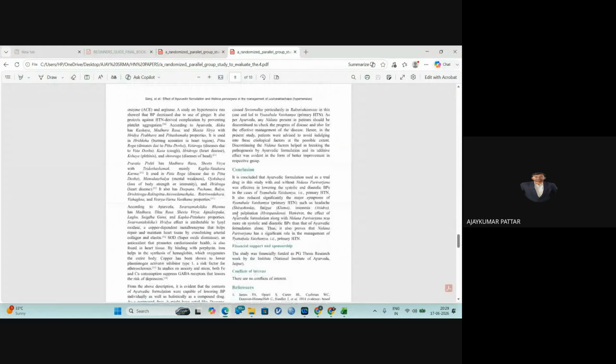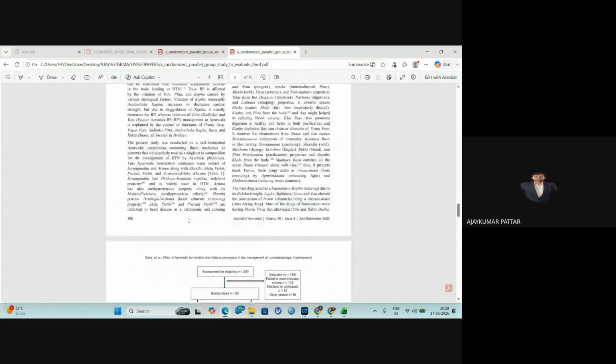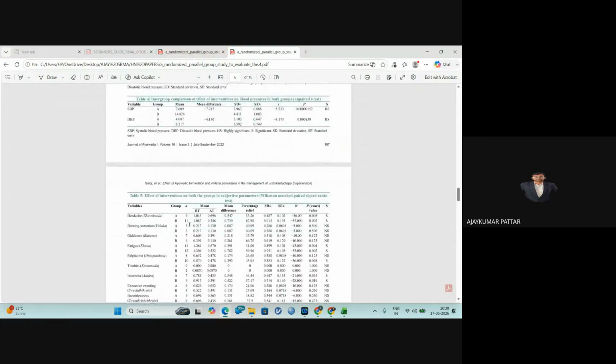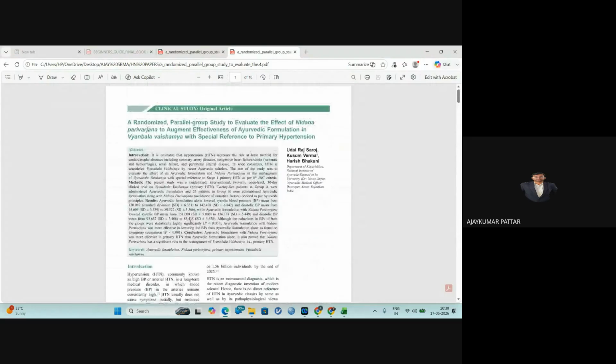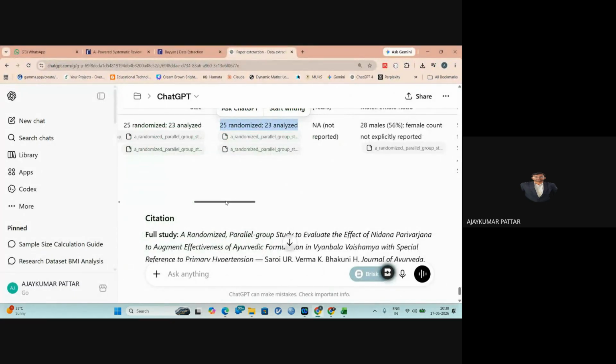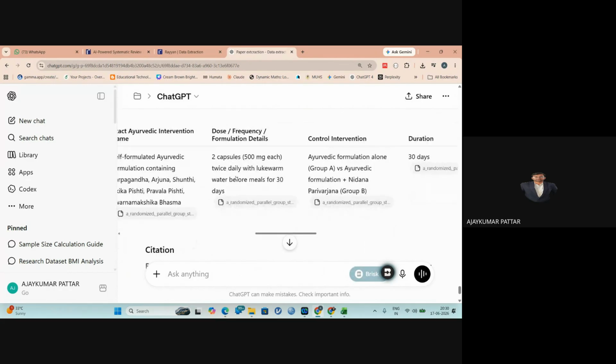Like this, to cross verify whether ChatGPT has taken it properly or not, we have to go through the entire paper. For full text screening we go through the entire paper, then it is easier. We go through a single paper two or three times, for full text screening, then data extraction and risk of bias analysis. At the initial stage it may take time, but with the help of ChatGPT the work is reduced. What we are doing is only checking whether it is taken properly or not.